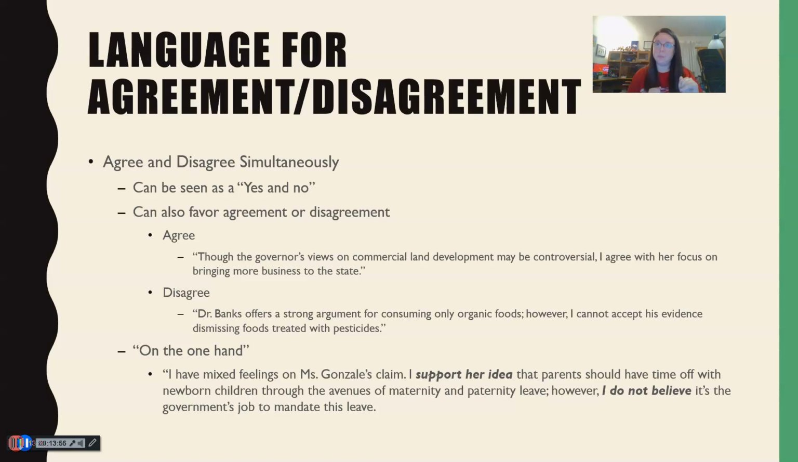So when we do take this approach, oftentimes the one that we are favoring will come second, like we see in both of these examples. So with agreement, we would first introduce, okay, this is kind of where I disagree, but overall I agree with this sentiment. But when we look at disagreement, we tend to put the agreement first and then follow and emphasize the disagreement we hold because we're putting more weight on that. So with the disagreement example, we say, yeah, Dr. Banks has a super strong argument, but overall, I can't accept that argument, and I can't accept dismissing this certain type of food growing method.